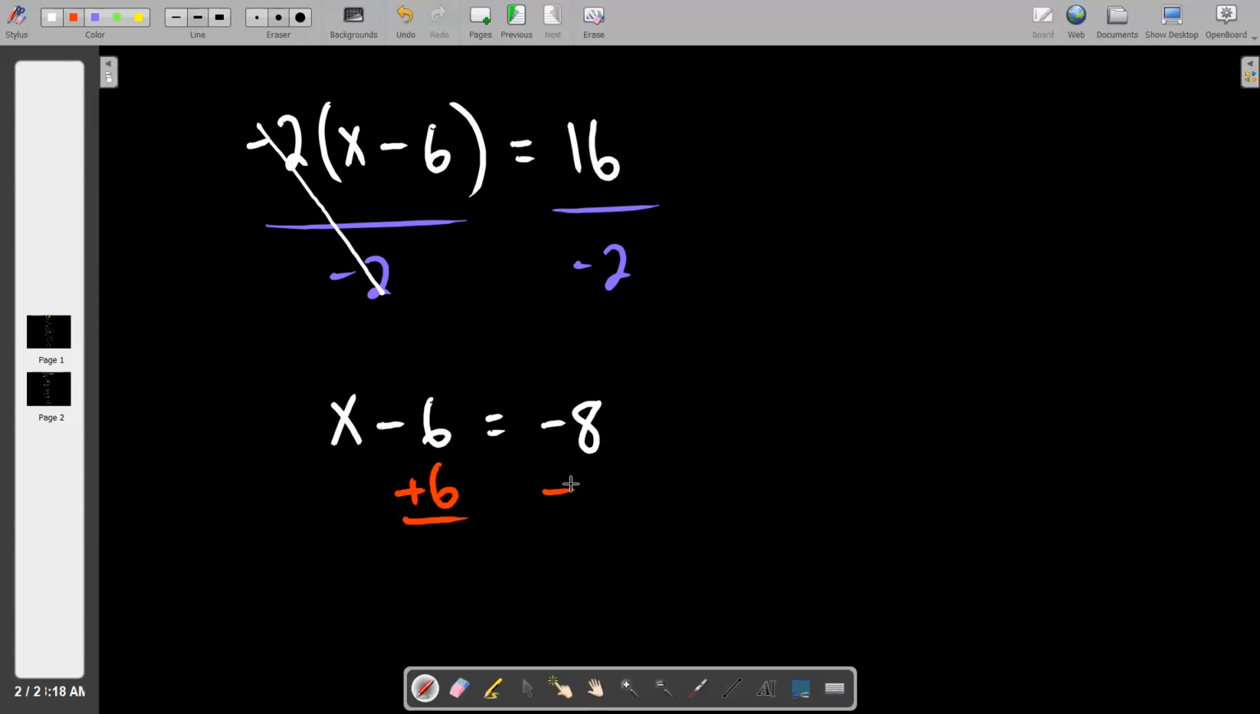Add 6 to both sides. Remember, always close off those addition and subtraction problems, seal them up, and then do your 3 steps: cancel, drop, drop. What's -8 plus 6? -2.